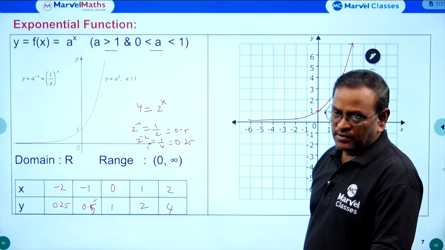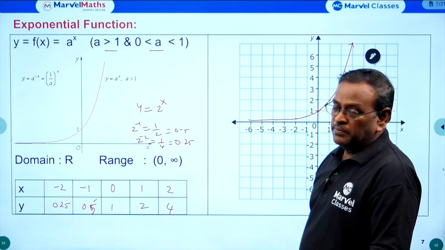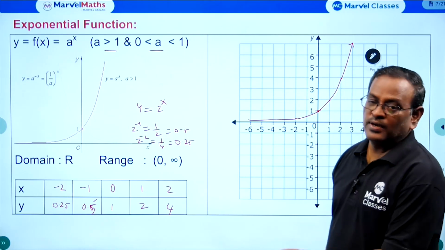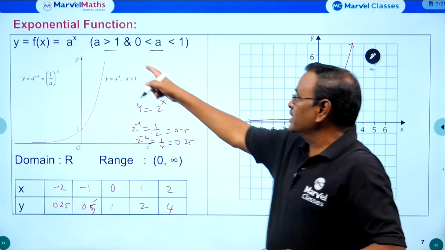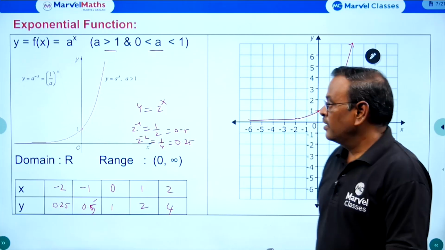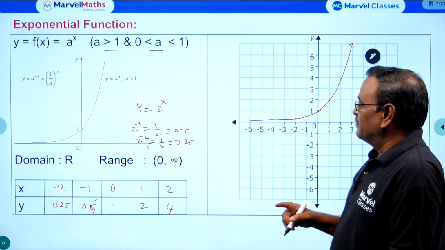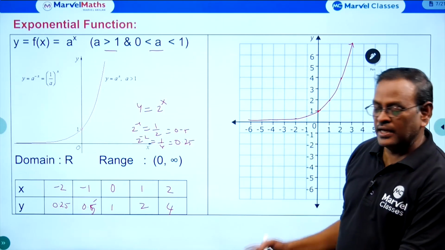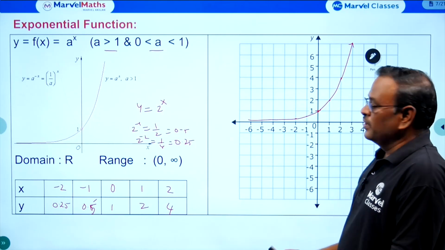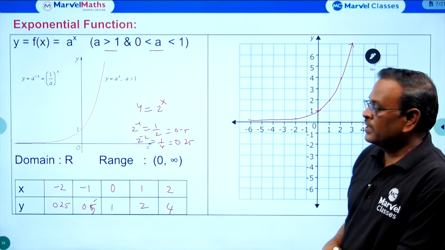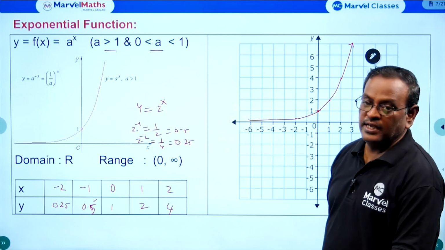If you take y equal to 3 power x, y equal to 5 power x, or whatever it is, you can't take a equal to 1 because a is greater than 1. And one more graph is there, where a lies between 0 and 1. I will explain that later. Now we will discuss the graph when a is greater than 1. For that I am taking a equal to 2.